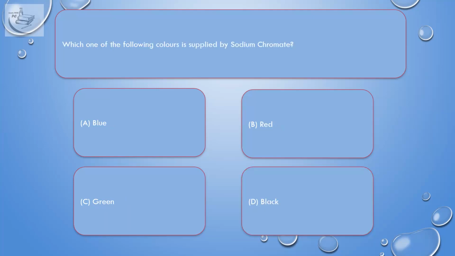Question: which one of the following colors is supplied by sodium chromate? A. Blue, B. Red, C. Green, D. Black. Correct answer is B. Red.